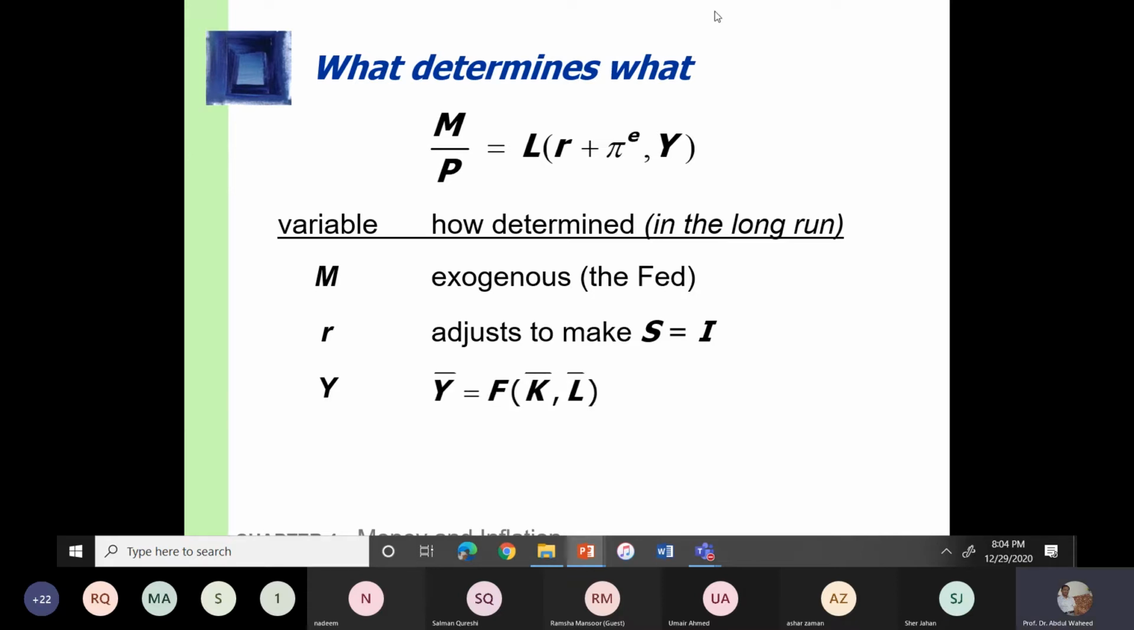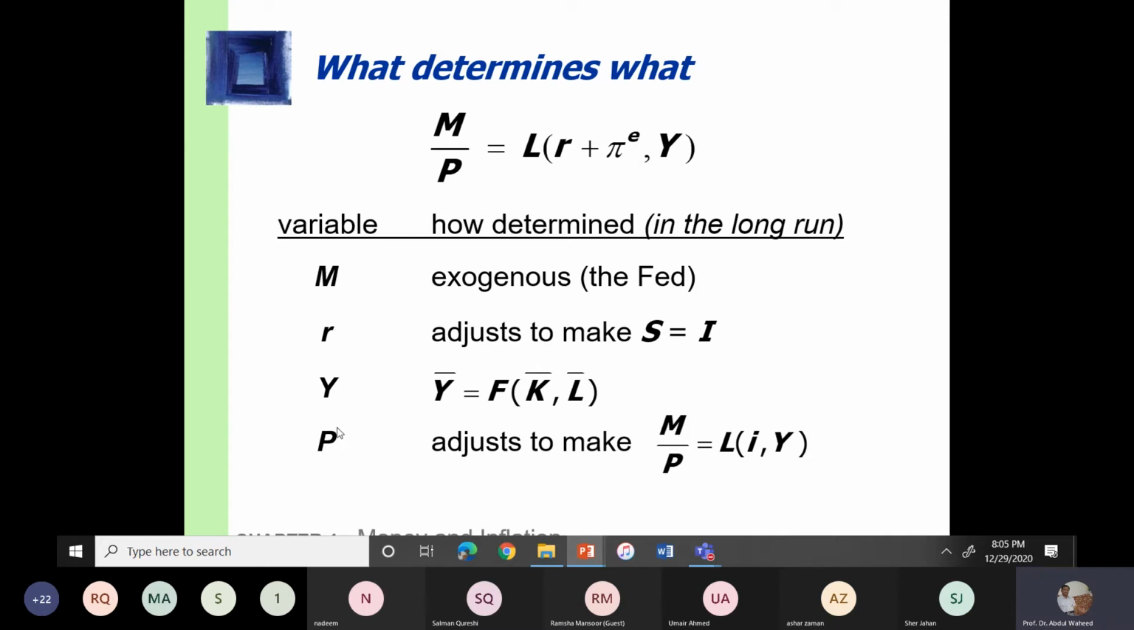And the real output is determined by the factors of production and technology. So real output in the long run is determined by the capital stock and labor force, with some state of technology. So real output is determined by the production function, where output is a function of capital, labor and technology. And technology is exogenous because this is the classical model.